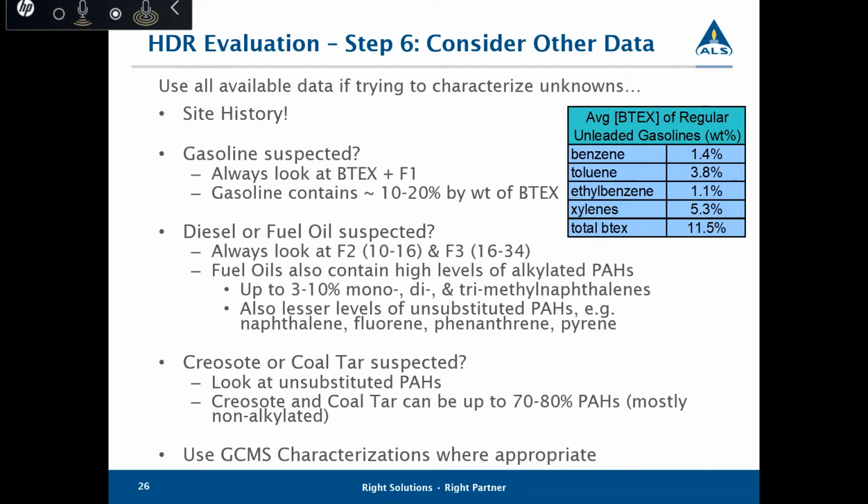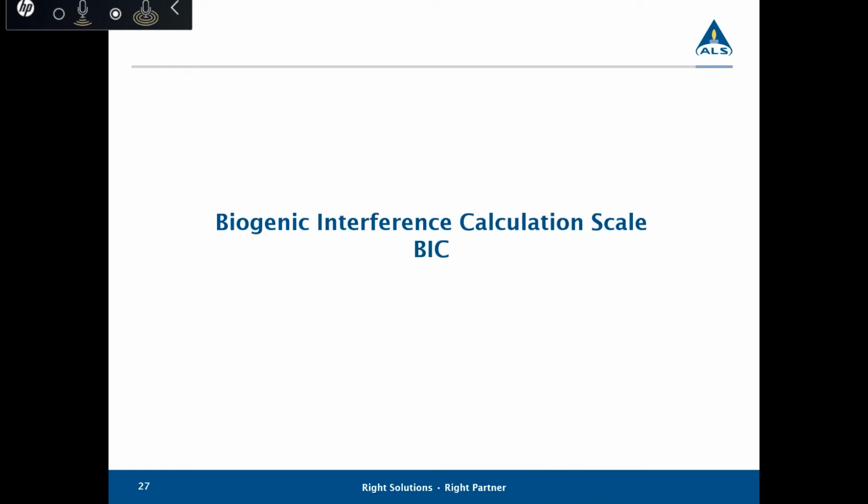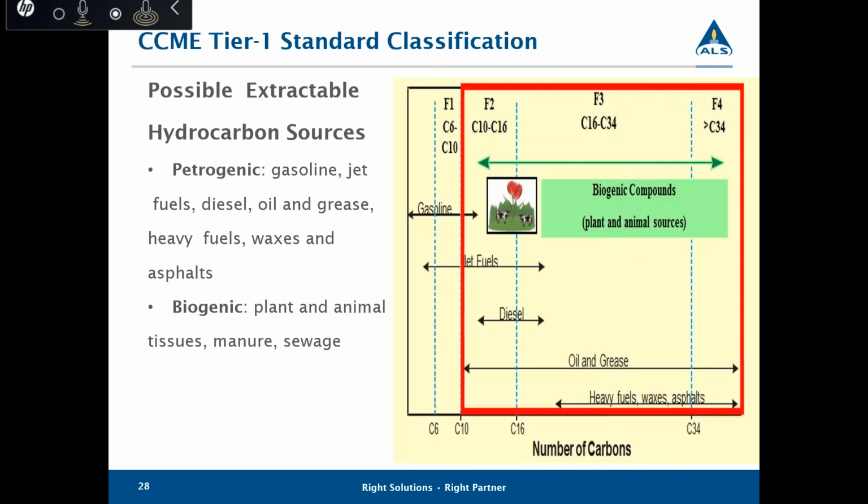Obviously, we'll be looking to use GCMS characterizations when appropriate to make those determinations. So moving forward to the biogenic interference calculation scale, which we call BIC. The Canada-wide standards for petroleum hydrocarbon analysis in soils provide the protocols and primary technical basis for the Alberta Tier 1 petroleum hydrocarbon soil remediation guidelines.